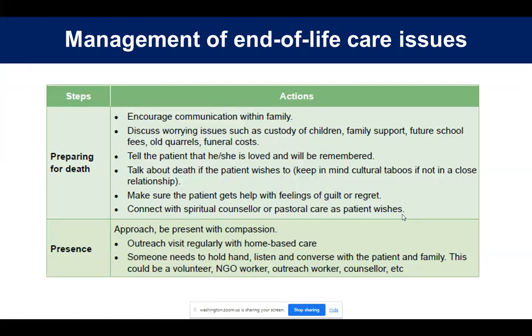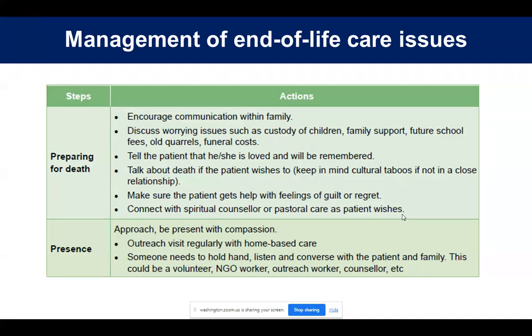Connect with the spiritual counselor or pastor, whatever religious belief he follows. You can call a pastor as per his wish. He can call a pandit. He can call anyone, or he can follow any spiritual process whichever he wants to.